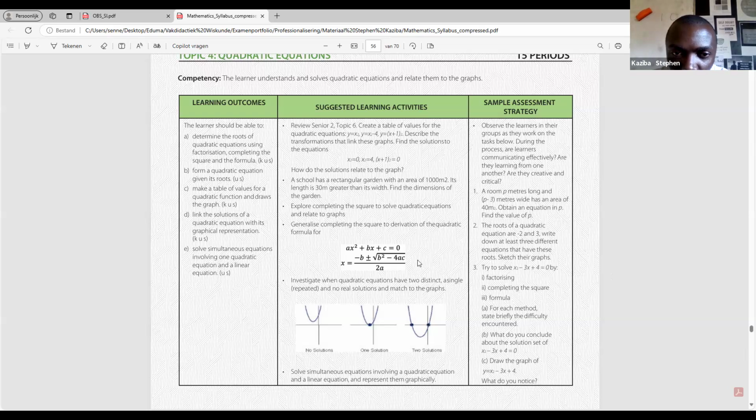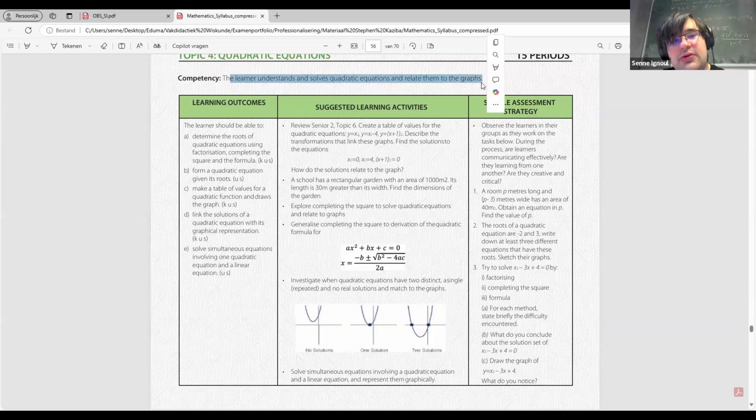Much as they now know how to form the quadratic equations and to draw the table values, but do they understand, and can they solve quadratic equations and relate them to graphs? But also, most important to your life, because this competence-based learning approach requires learners to be able to utilize the knowledge they have learned in class to solve real life challenges and come up with solutions.